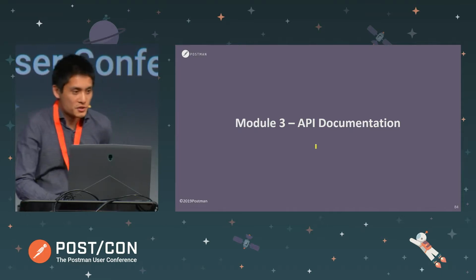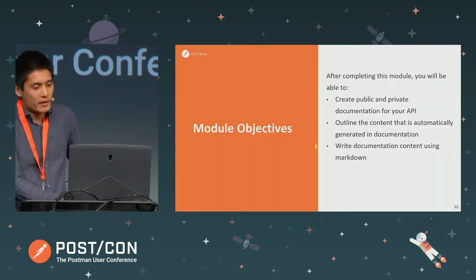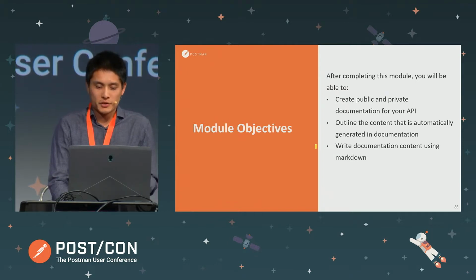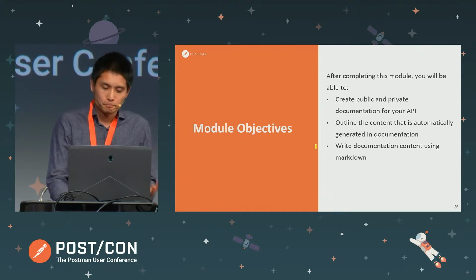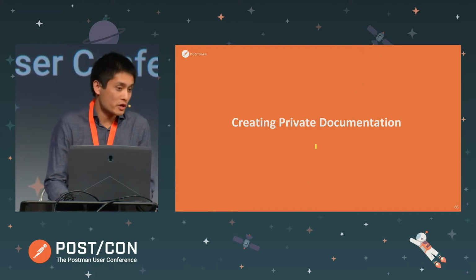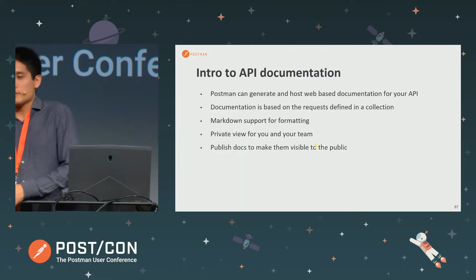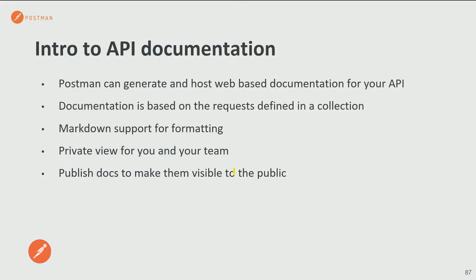All right, so the next module is on generating our API documentation. So we're going to create some public and private documentation for our API and talk about what content is generated for us. So Postman can generate and host the web-based documentation based on what we've defined in our collection. So your collection details, the requests that you've set up, and how you basically format that. You can use Markdown when you're formatting your descriptions so that it looks a lot nicer.